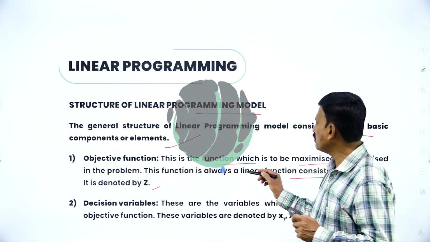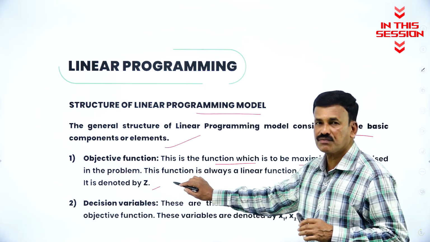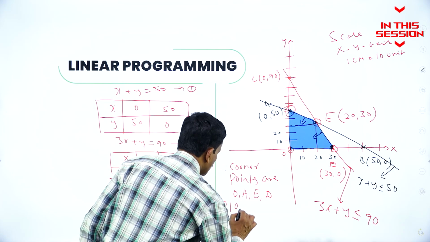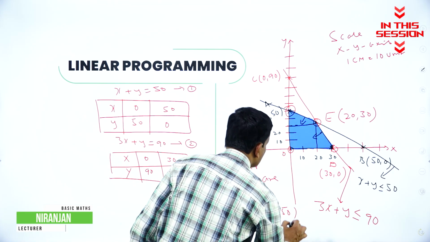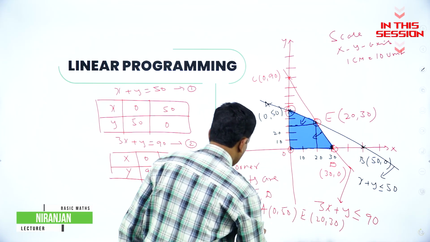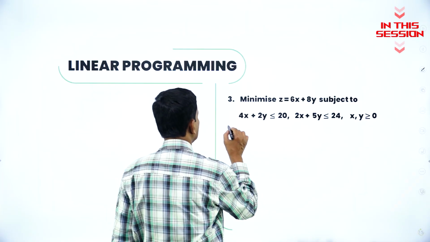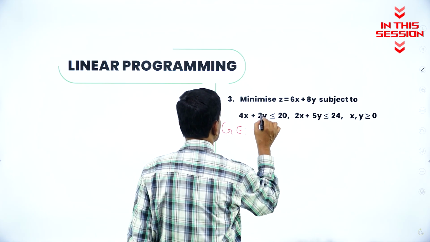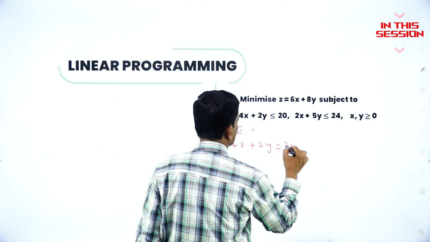The function which is going to be maximized or minimized is called the objective function, and this function is usually denoted by capital letter Z. O is (0, 0). A is (0, 50), E is (20, 30), and D is (30, 0). These are the corner points. Just convert the inequalities into equalities. So the given equation can be written as 4x plus 2y is equal to 20.